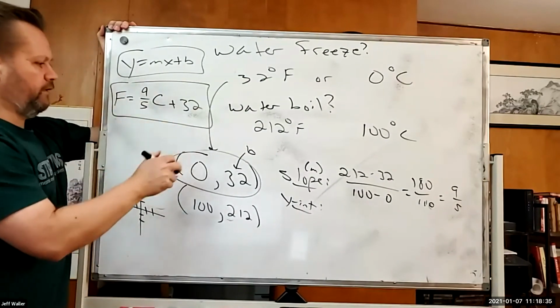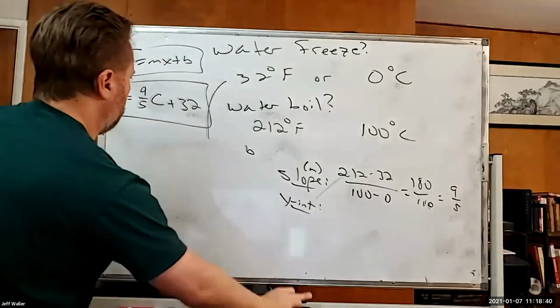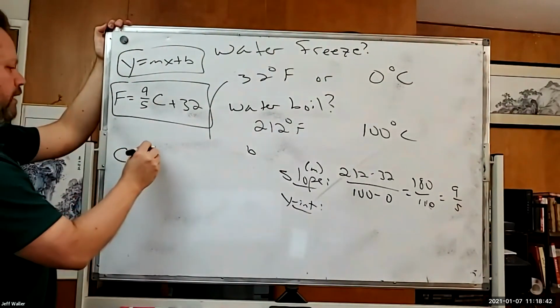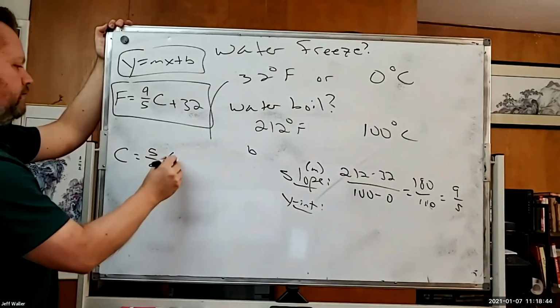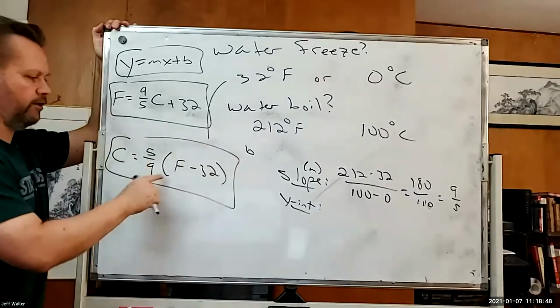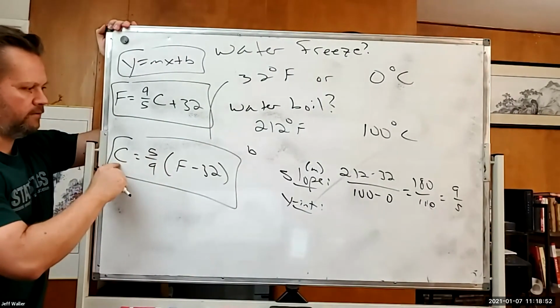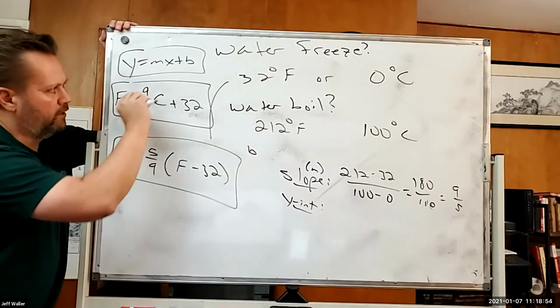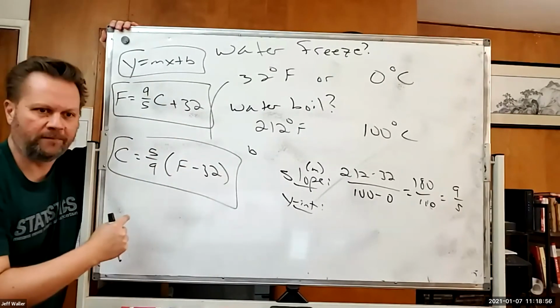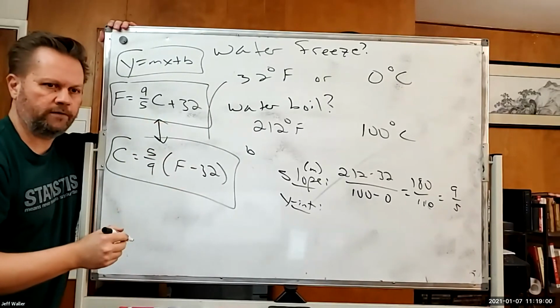And of course, just to really quickly finish this up, if I solve for C, I end up getting 5/9 times F minus 32. So that's how to do it the other way. If I know the Fahrenheit, I can convert back to Celsius. Do you see how I did that? Subtract 32, multiply by 5/9. Bam. There's the conversions for those.